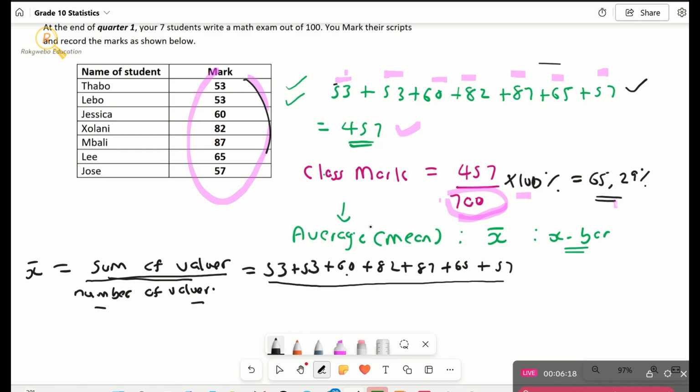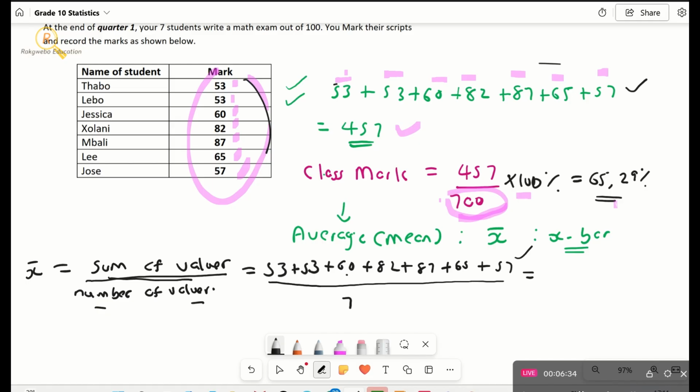the number of values. So how many values do we have here? We've got 1, 2, 3, 4, 5, 6, 7 values. So we divide this by 7. You can go ahead and calculate this, add all of those values and then divide by 7.